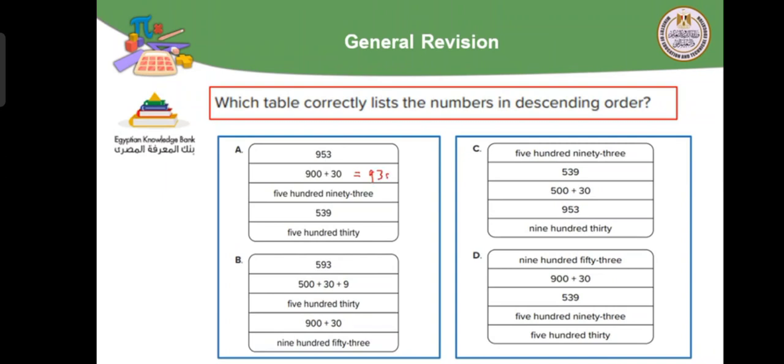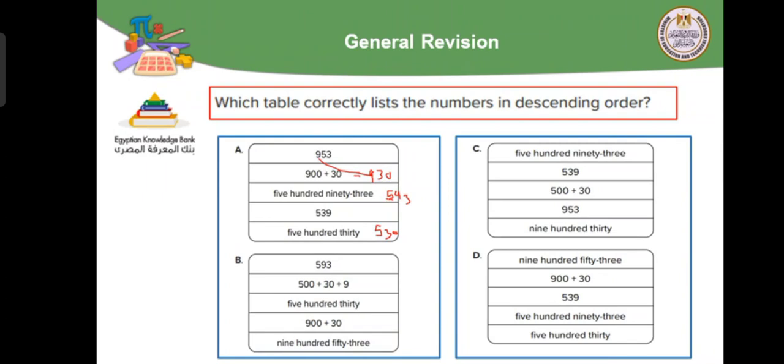Here, 593. Here, 539. Then 530. Is it descending order or not? Check. 953. Here, 930. This what? 900 and 900. Then 500. But here, 53. Here, 30. So this is bigger than this. Okay. So between both of them, descending order. Check this.